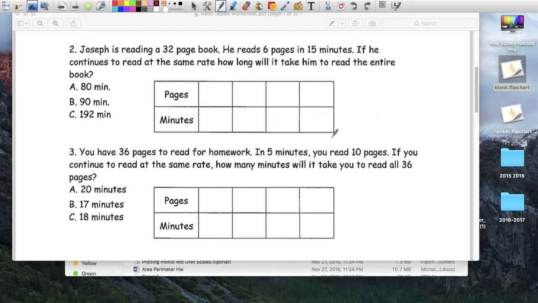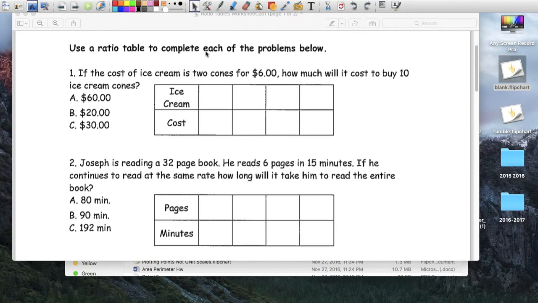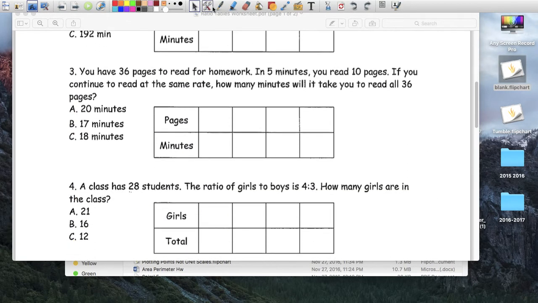But I'm going to start with number 3. I'm assuming I at least did 1 in the past 3 minutes. Start number 3. It says you have 36 pages.